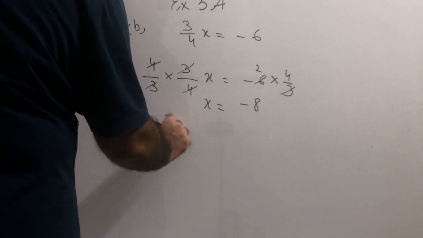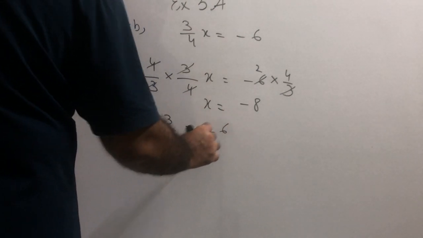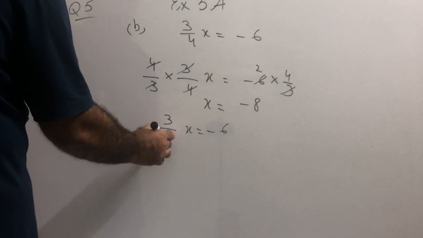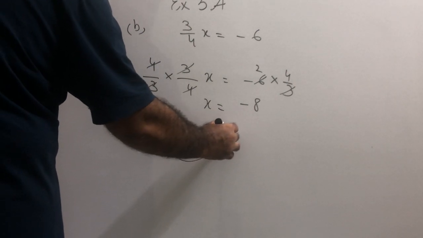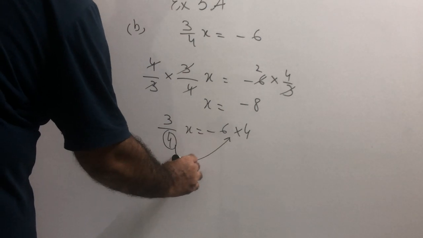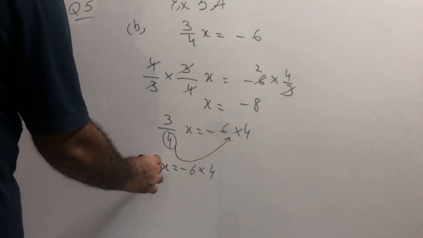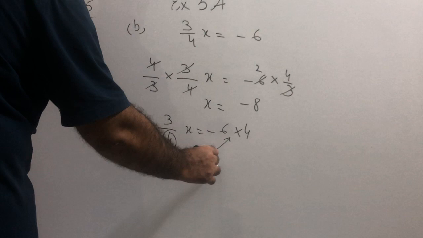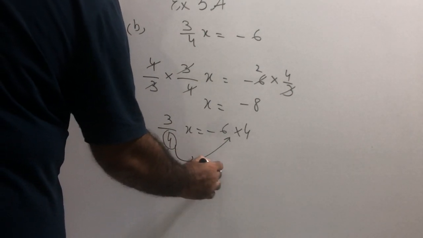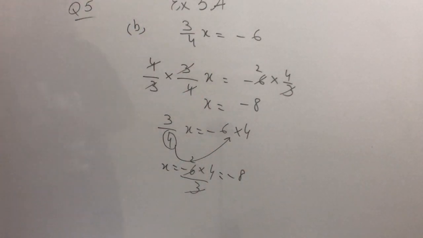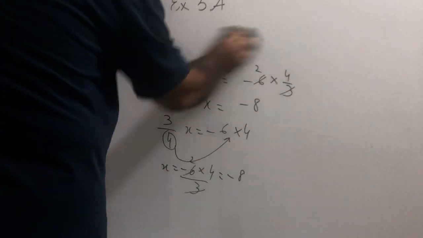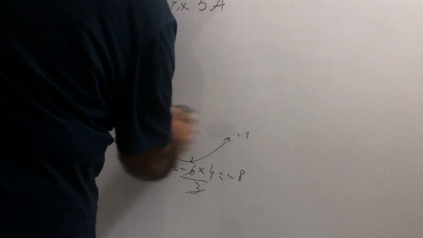Another way I can tell you is, see, on the left side of the equation 4 is being divided. When it goes to the other side it becomes multiplication. So we say 3x is equal to minus 6 into 4. Here 3 is being multiplied. When it goes to the other side it becomes divided. So it is gone. So 3 2s are 6, 2 4s are minus 8. So both the methods are the same. Do it in whichever way you want to. Simple questions.